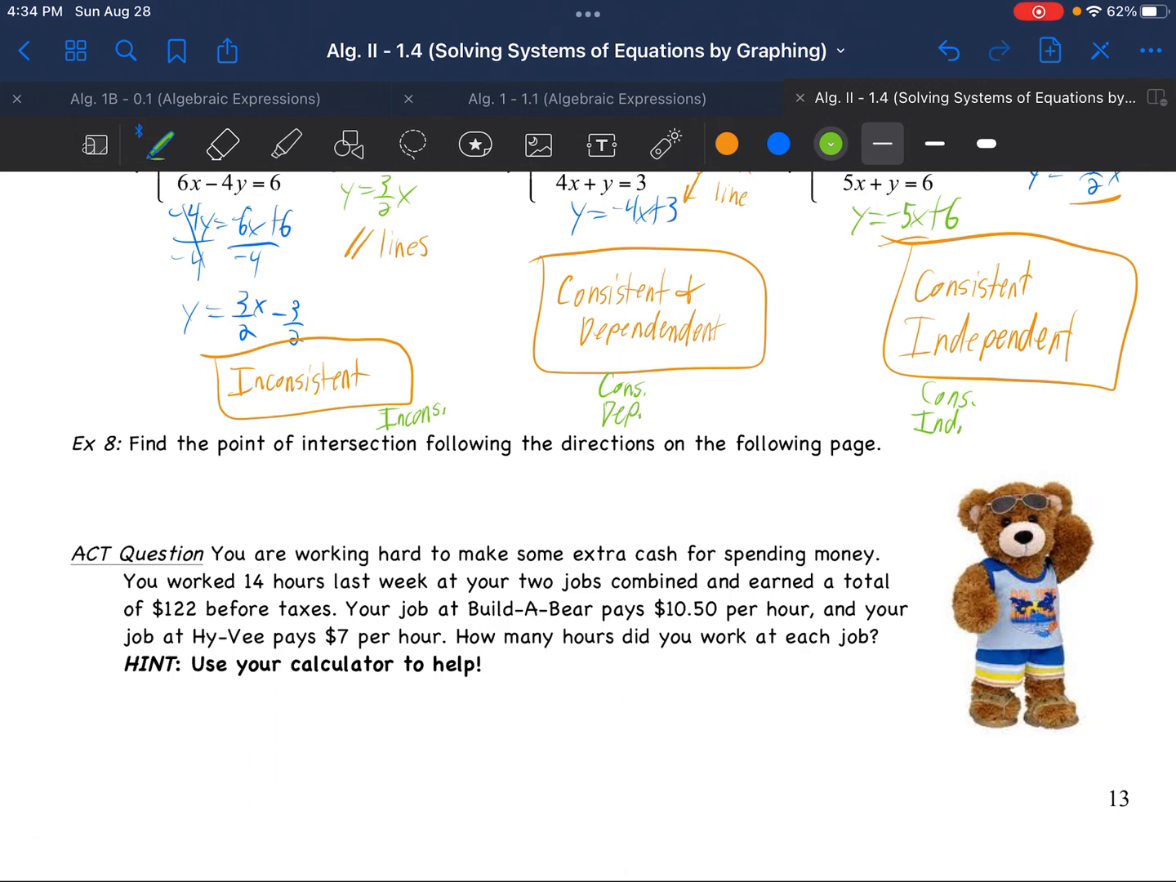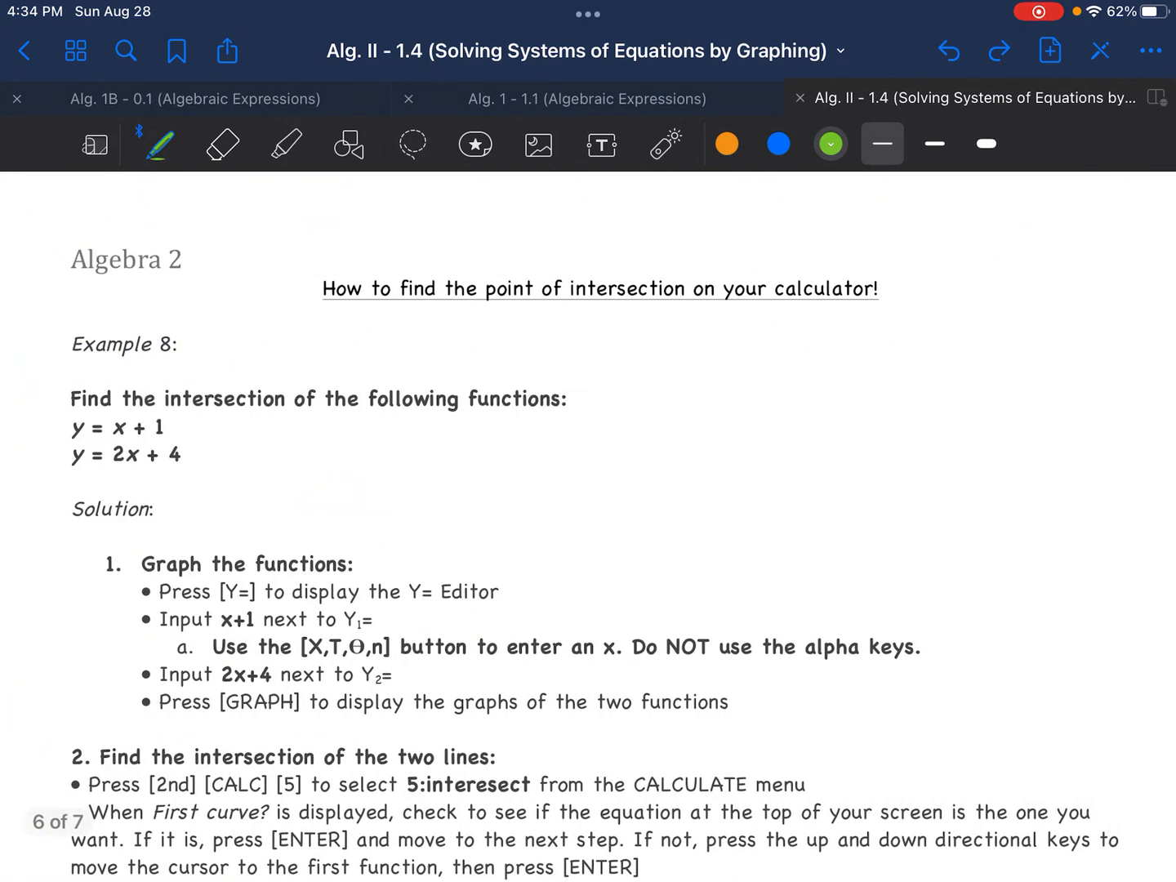Now, example 8, that one's a little bit of a bear, no pun intended, actually. But it's less of a bear once we actually have the instructions on the next page. Now, for these instructions to be useful to us, we'll want to have a graphing calculator. Now, let's say you might not have a graphing calculator at your convenience to be able to use one.